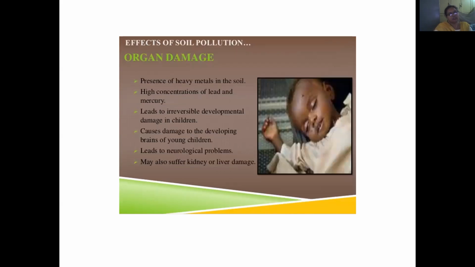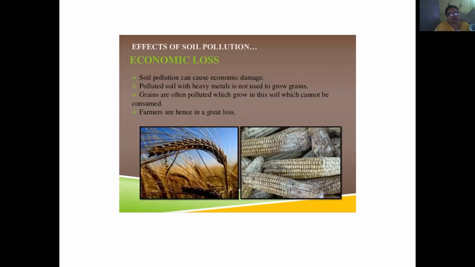Then, in the effects of soil pollution, we have organ damage also. The presence of heavy metals in the soil, which causes high concentrations of lead and mercury, leads to irreversible developmental damage in children generally. They cause damage to the developing brains of young children, leading to neurological problems, and they may suffer from kidney or liver damage also.